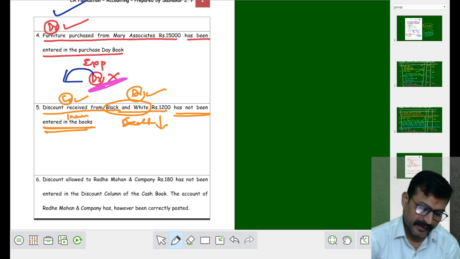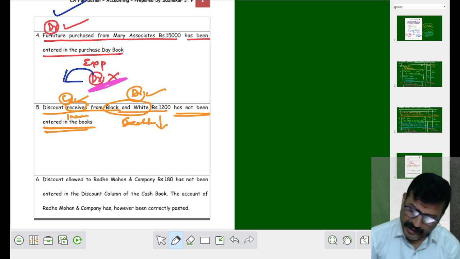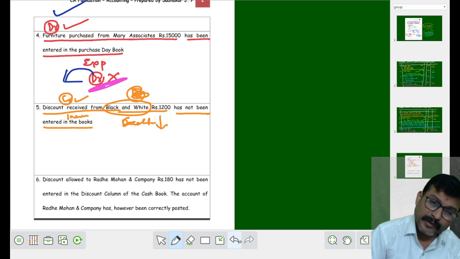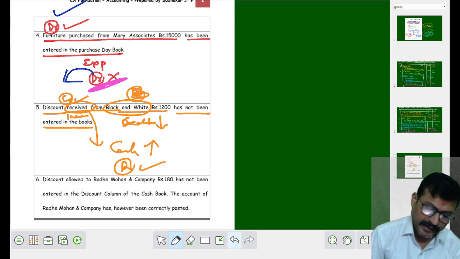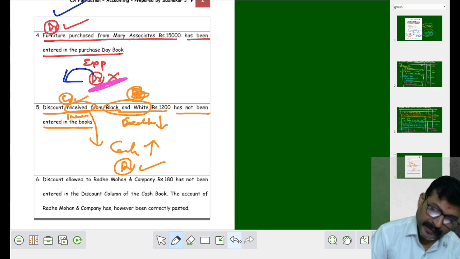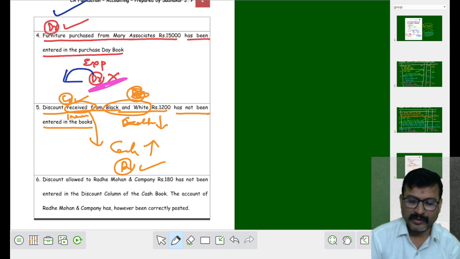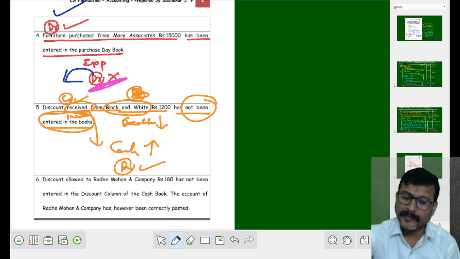Okay, once again. This discount is received, right? When you received a discount, your cash क्या होता? Increase होता. कैश इंक्रीज हुआ तो क्या करना? डेबिट करना. Discount received means cash increases. Discount is an income, credited. Now what is the entry? Cash account debit to discount account. Did you enter it in your books? No, it is not entered. Now we have to make the entry.